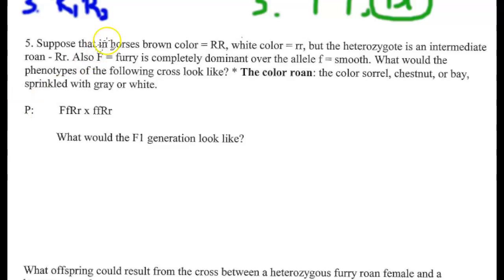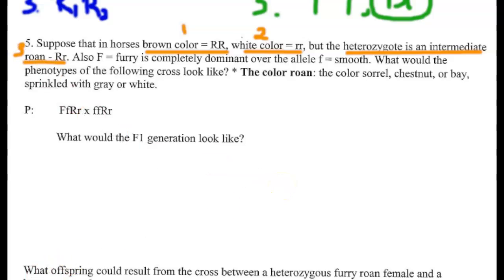Suppose that a horse is brown. All right, so you have brown. Notice they're giving us 2 letters. And then we have white, 2 colors. Heterozygote is an intermediate roan. Okay, so we know that that is incomplete dominance. First of all, they have 3 different phenotypes. 1, 2, 3 phenotypes.